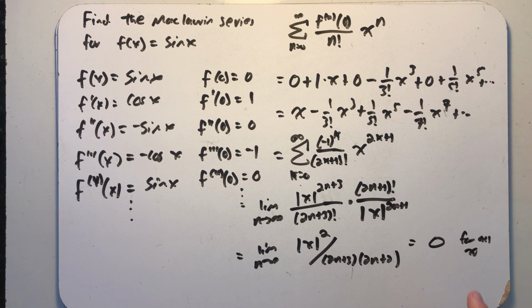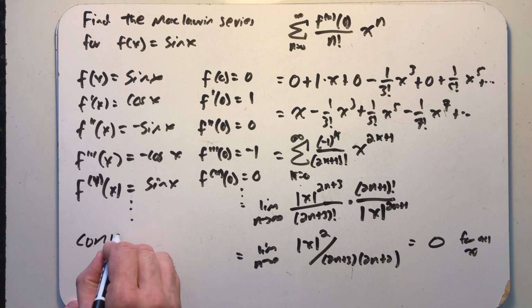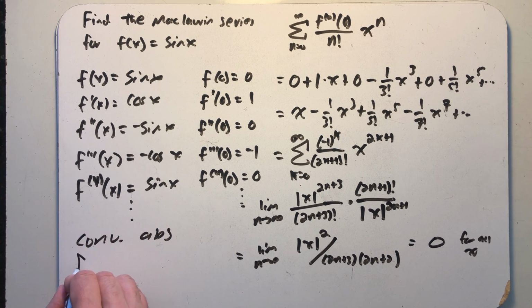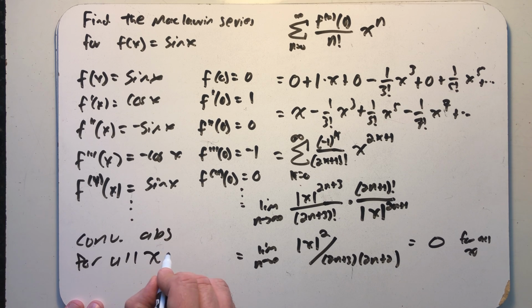Well, that's super important because that's always less than 1, which means this Maclaurin series converges absolutely for all x. I always like to say it converges absolutely everywhere.